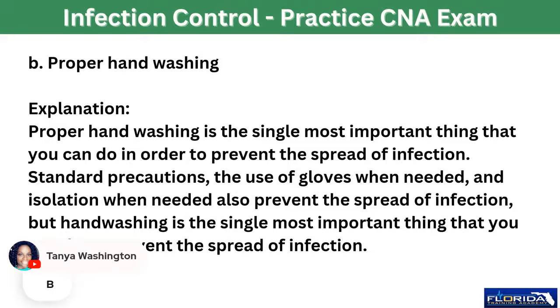And here's the explanation. I'm trying to hide this. There we go. Proper hand washing is the single most important thing that you can do in order to prevent the spread of infection. Standard precautions, the use of gloves when needed, and isolation when needed also prevent the spread of infection, but hand washing is the single most important thing that you can do to prevent the spread of germs.